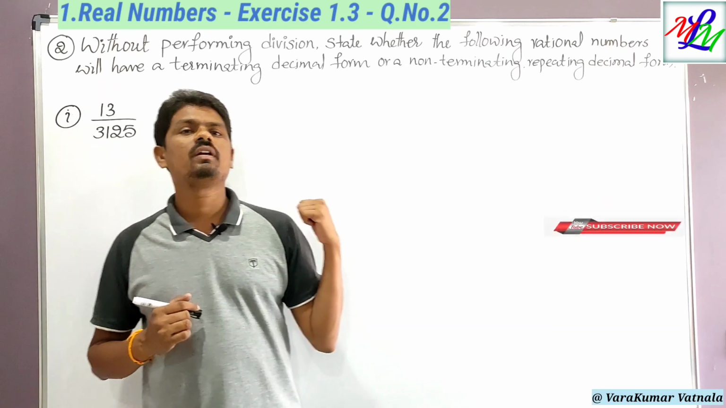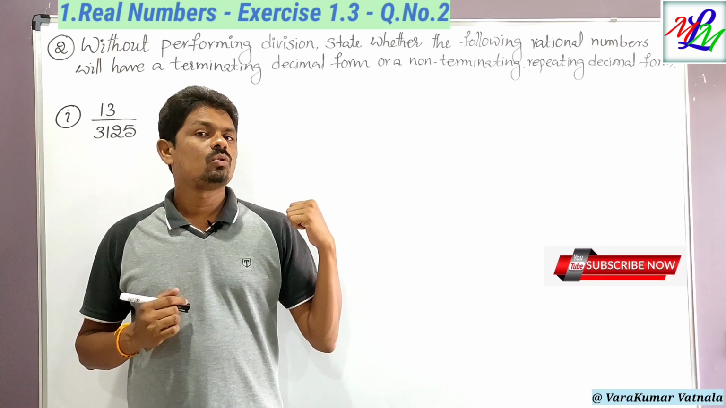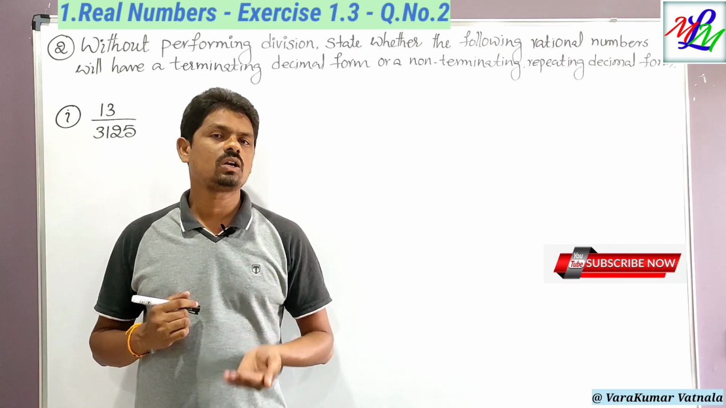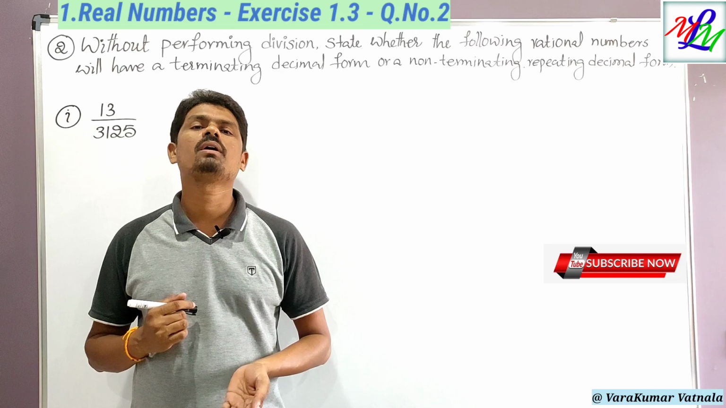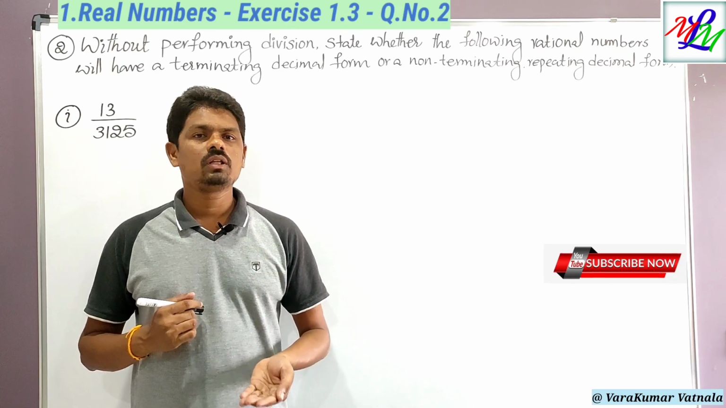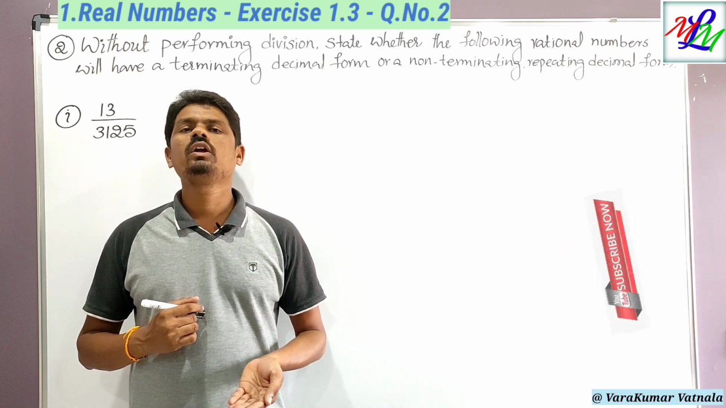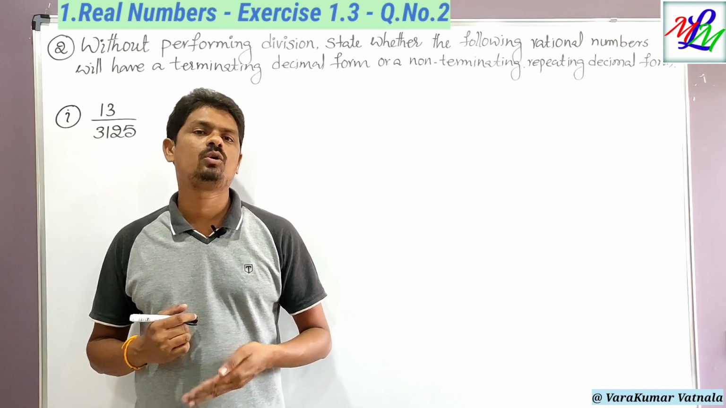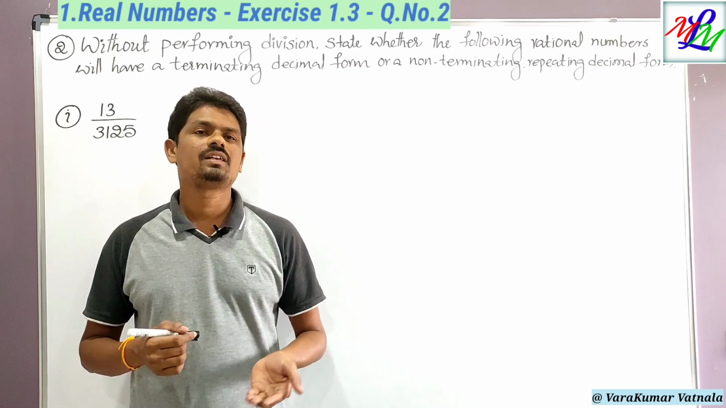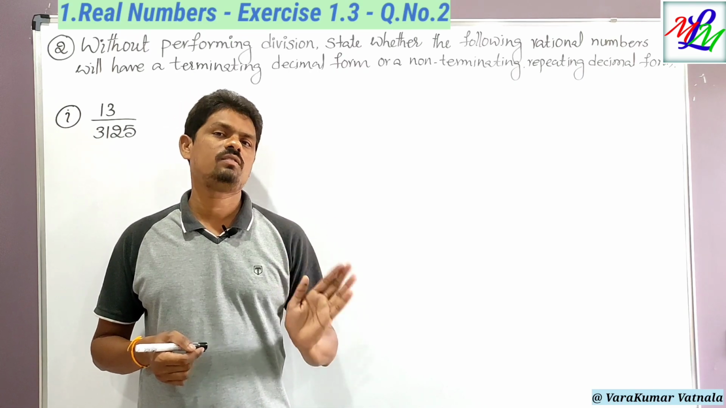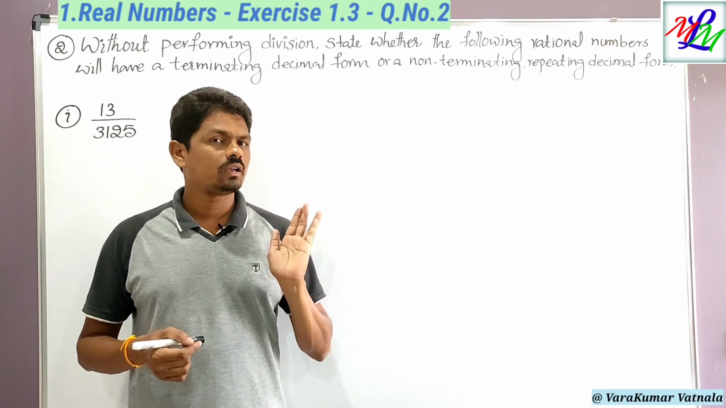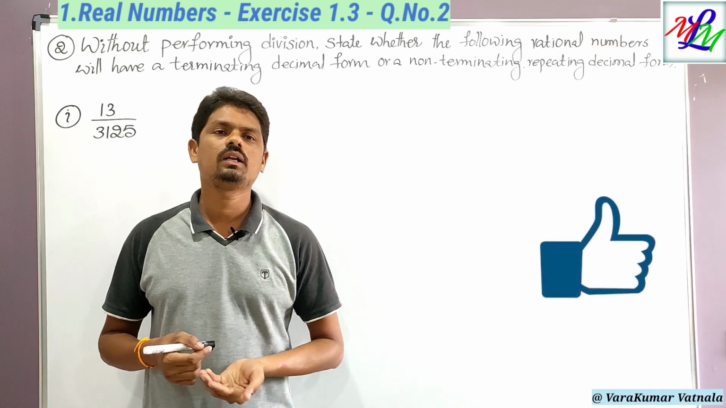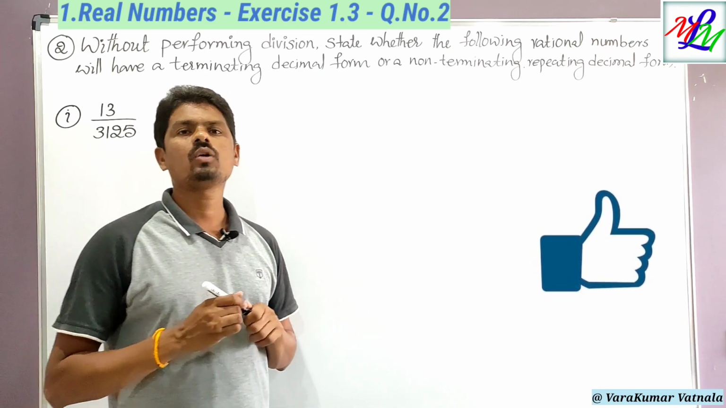So student, he has given rational numbers here. Whether the given rational number is a terminating decimal or non-terminating repeating decimal, he is asking, but without performing the division. In the first problem, we found the decimal form of the given rational number by doing the division. But here he is saying that without performing the division, we have to say whether it will have a terminating decimal or non-terminating repeating decimal. So how can we say?